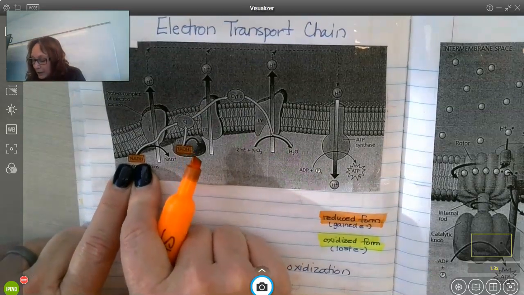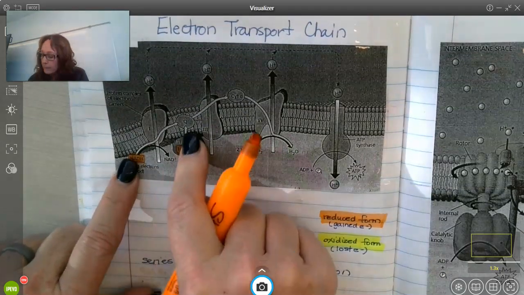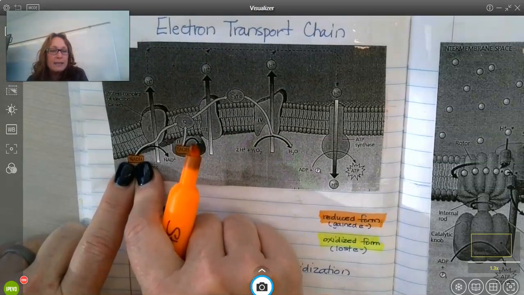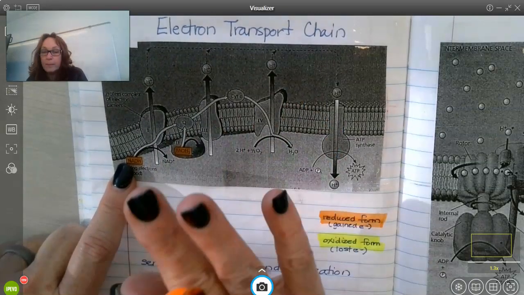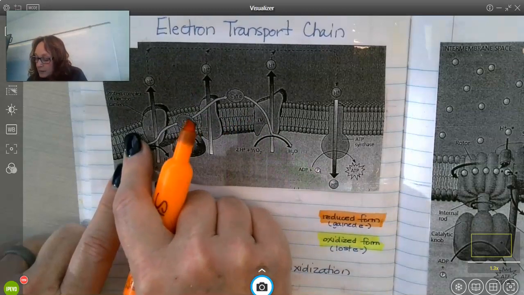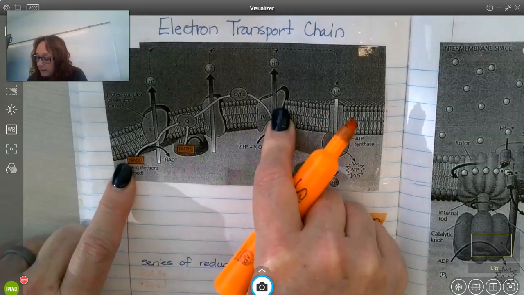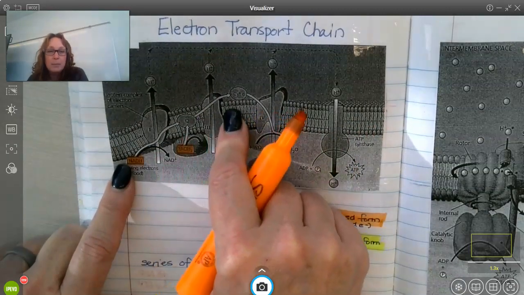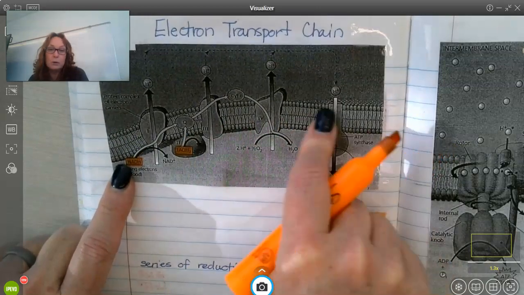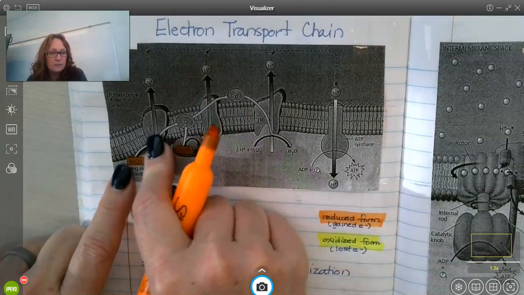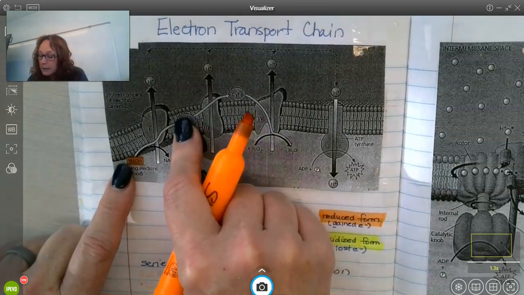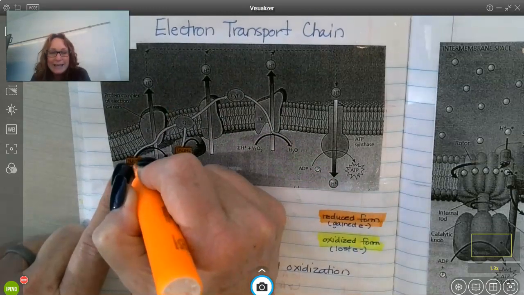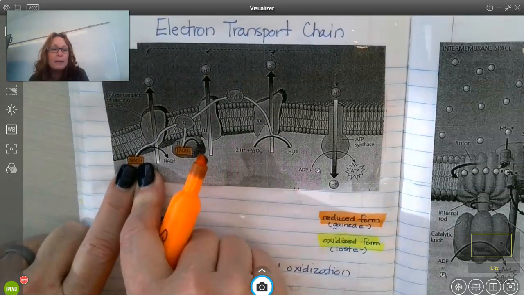So NADH parks in its parking spot, and Q takes the electrons from NADH. Now, we haven't talked a whole lot about this, which we will too. Q, because you see it's sitting within this bilayer, it's hydrophobic, and it has the ability to just go up and down through those phospholipid fatty acid tails. So it literally can move. It's known as a shuttle. So when it gains the electrons, takes them from NADH.